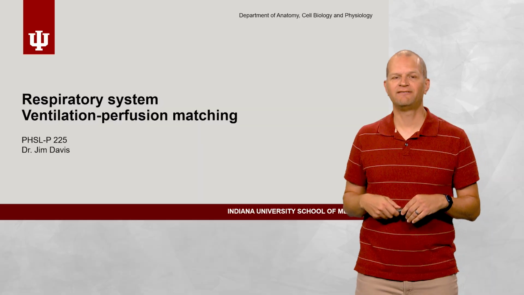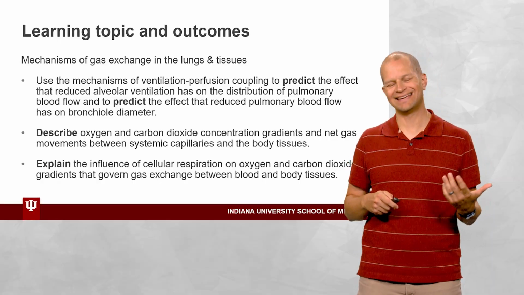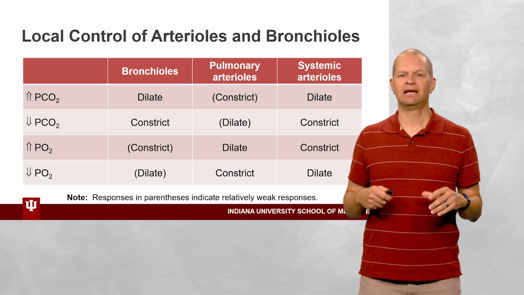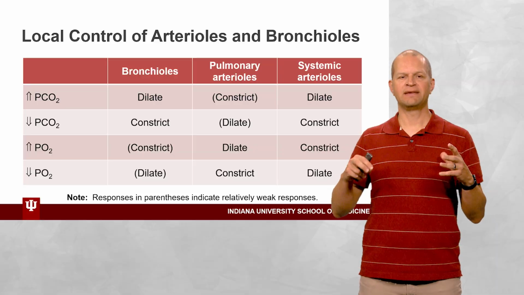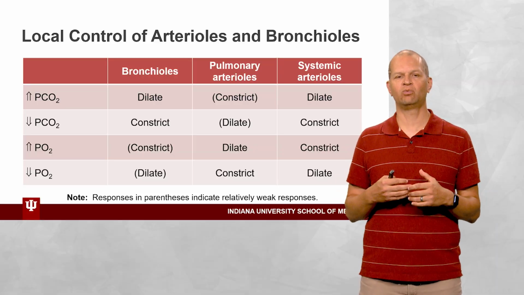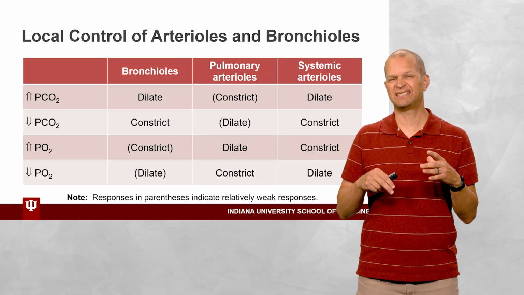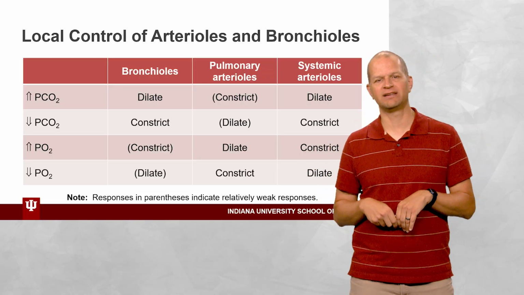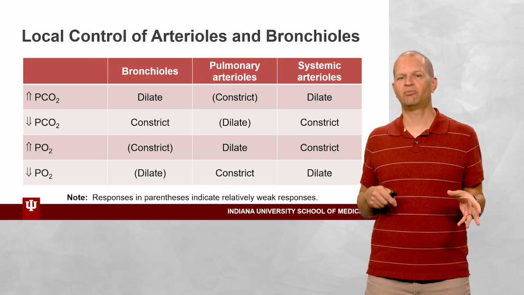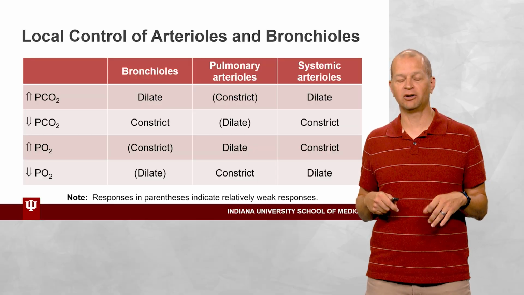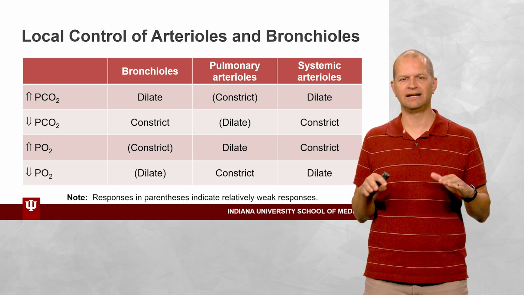In this video, we're going to talk about ventilation-perfusion matching, and we have these three outcomes to help us get there. So we've talked about this previously, but just a quick reminder that the amount of oxygen or carbon dioxide will determine whether or not specific locations in the body, or specific tubes, for lack of a better term, either dilate or constrict. So as you can see, when it comes to the bronchioles and the systemic arterioles, they follow the same kind of pathway.